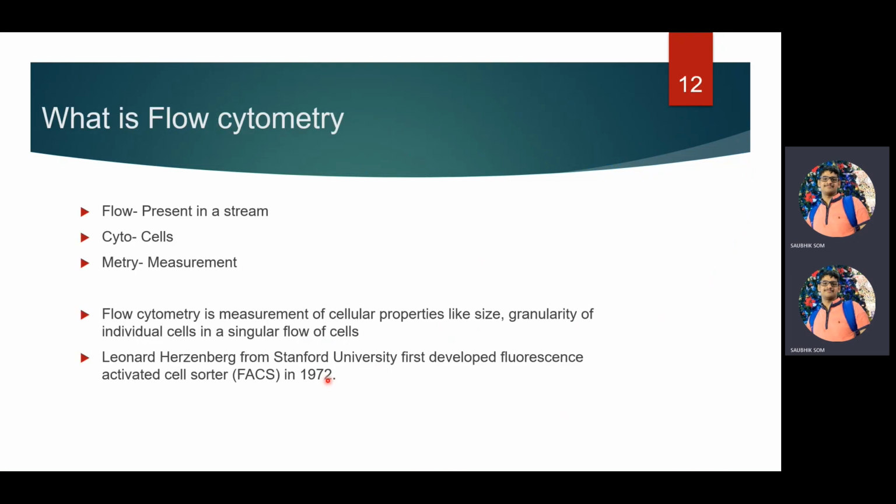Okay. What is flow cytometry? Now flow is like something is present in a stream, cyto means cells, and metry means measurements. So flow cytometry is a measurement of cellular properties like size and granularity of individual cells in a singular flow of cells. Leonard Herzenberg from Stanford University first developed this fluorescence activated cell sorter, or FACS.